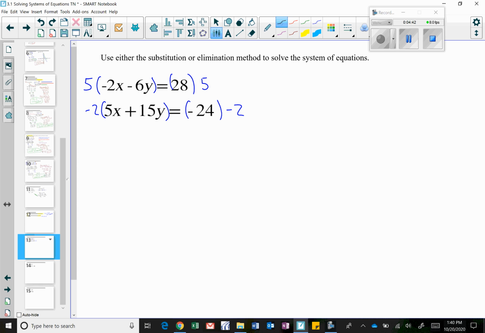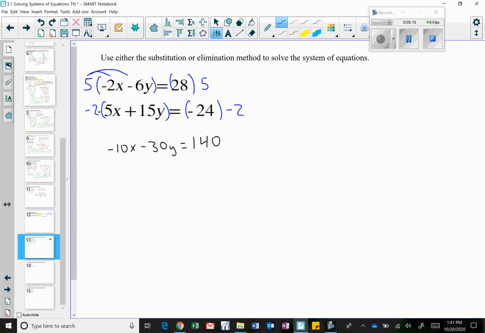So when I simplify here, let's go ahead and distribute on the top equation. Let's go ahead and distribute this 5 through. So in the top equation, I'm going to get 5 times negative 2x, which gets me negative 10x. And then 5 times negative 6y is going to get me negative 30y. And then 28 times 5 over here is going to get me a 140.